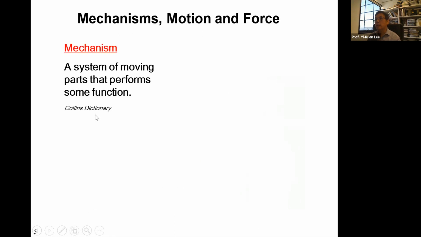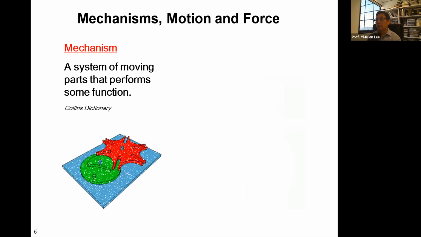Okay, and then of course here we talk about mechanism, motion, and force. Right? A mechanism is a system of moving parts that performs some function, right? And then of course here this is also the Geneva mechanism. So actually, what is this designed for? Mechanical watches, for timing. In the old days, before we had electronic watches, people invented this kind of mechanism for timing.